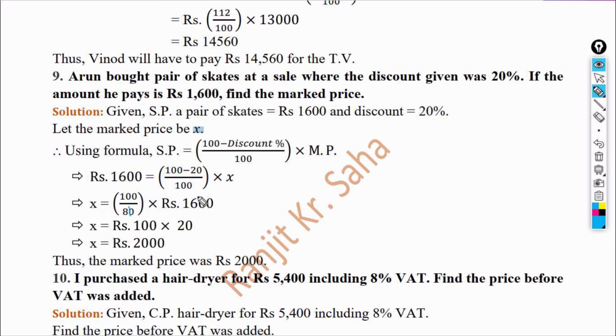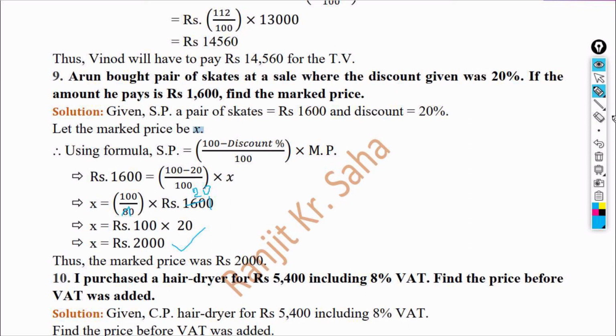Cancel 1 zero from numerator and denominator. Now by 8, 160 divided by 8 is 20. 100 into 20 is 2000. X equals rupees 2000. Now what is X? X is the marked price, and here marked price is rupees 2000.